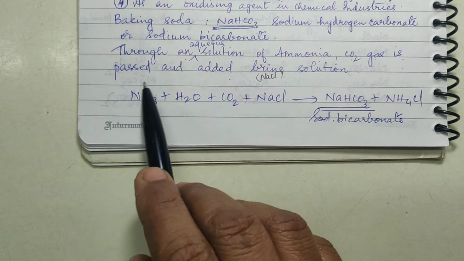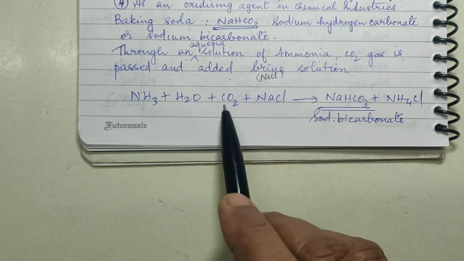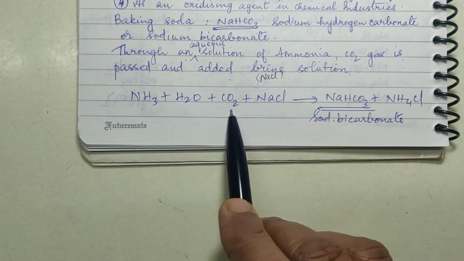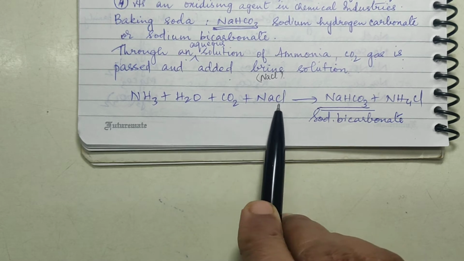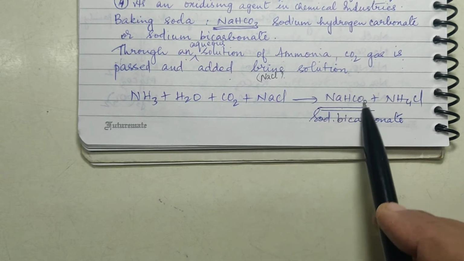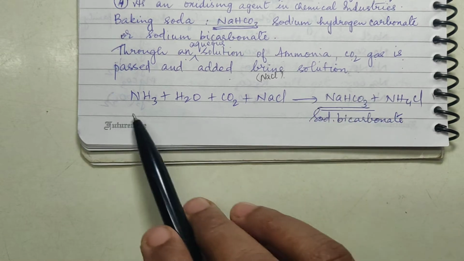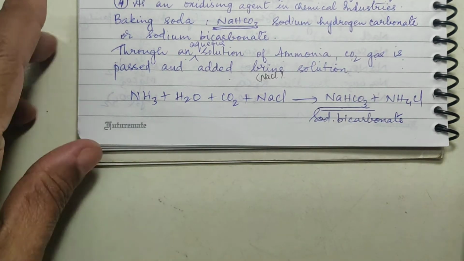Now through an aqueous solution of ammonia plus water, aqueous solution of ammonia हो गया, उसके ऊपर आपने क्या डाला है? कार्बन डाइऑक्साइड, और उसके साथ क्या डाला है? Brine solution, that is sodium chloride. And what you are getting? You are getting sodium bicarbonate and ammonium chloride, right? This is how you prepare sodium bicarbonate.